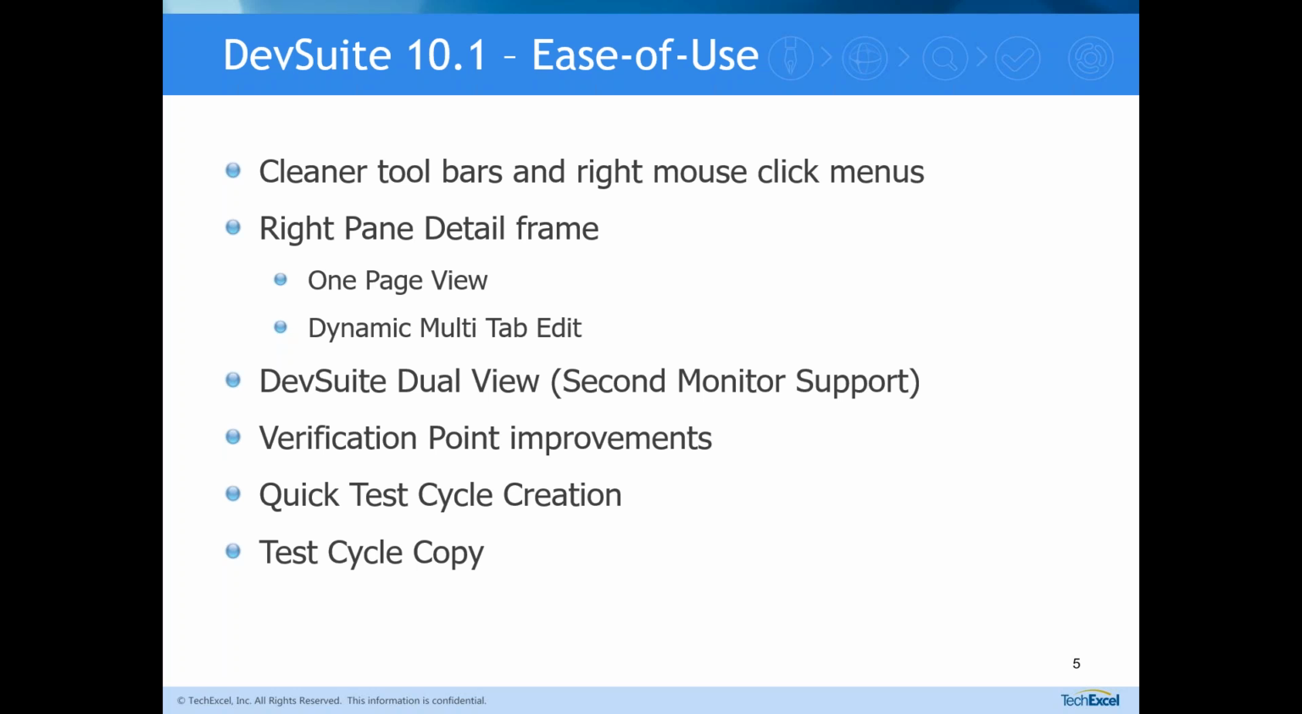We've added different one-page views, the ability to dynamically hide some of the tabs if you want to have a simpler interface. There's a very unique dual window view, so that if you want to use two browser windows, one for your list view, one for your details, you can do that now. And then there's a number of enhancements to Dev Test that allow you to do things like edit verification points in line, quickly create test cycles right out of the test library, and even copy an existing test cycle with a couple clicks.